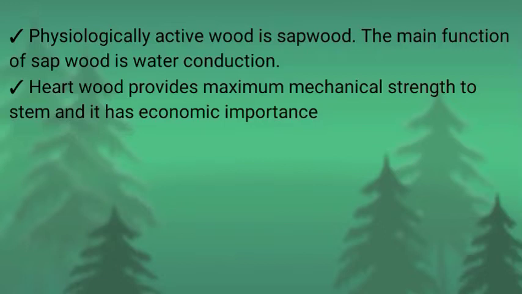Physiologically active wood is sapwood. The main function of sapwood is water conduction or water transportation in the plant body. Heartwood is economically important. Heartwood in plants provides maximum mechanical strength to the stem.